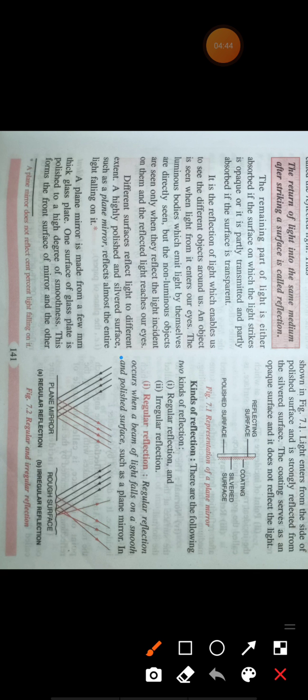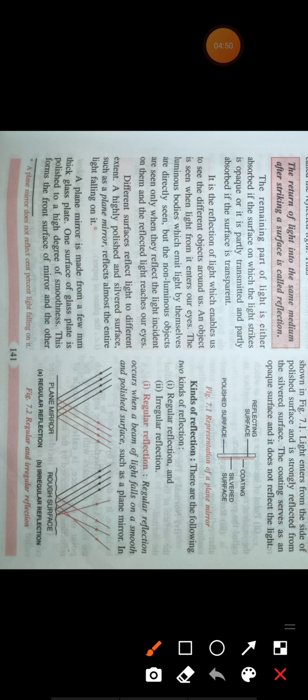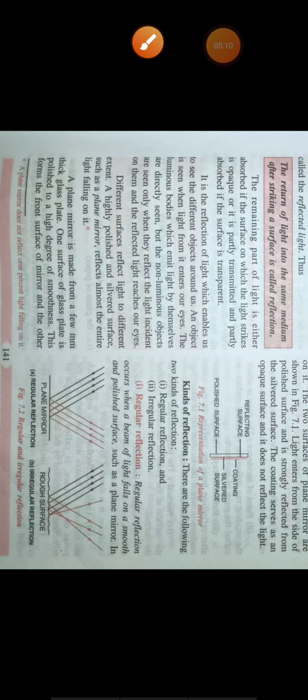So this image shows you the regular reflection. You can clearly see that the parallel beam of light is falling on the plane mirror, and the reflected light is also parallel. This type of reflection is called regular reflection. There is another kind of reflection that is called irregular reflection.